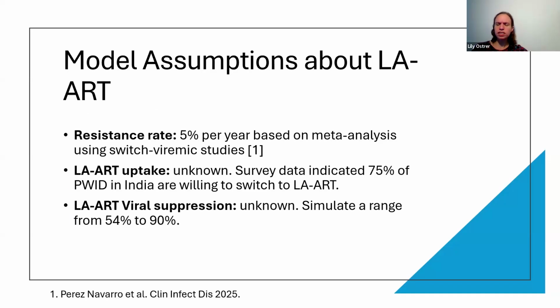Some of the assumptions that we made in our model include a 5% per year drug resistance mutation rate.